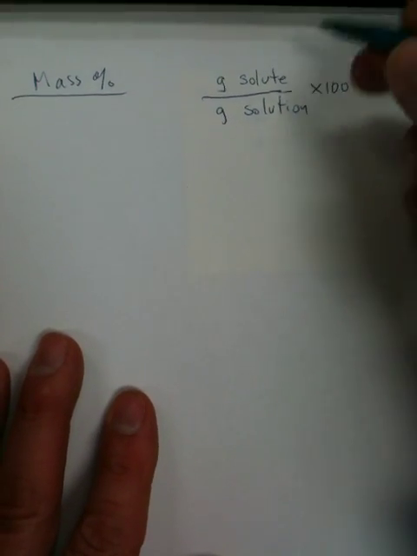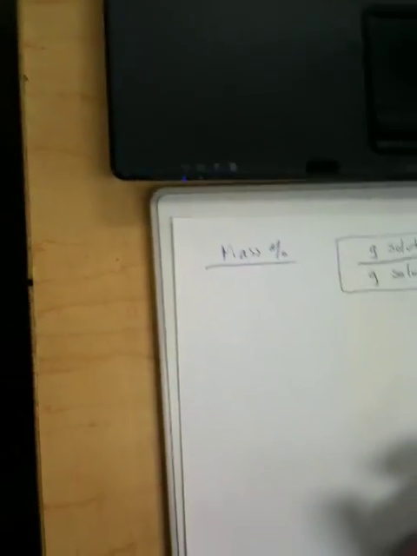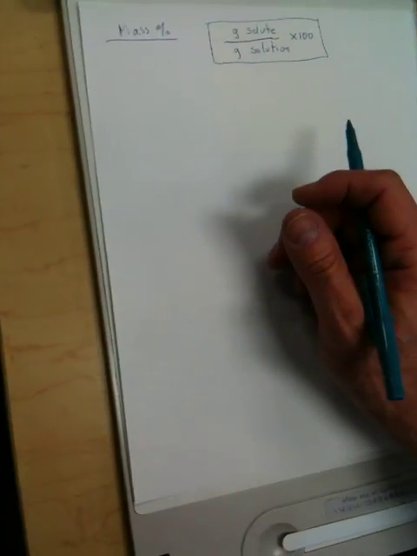Now, when we multiply this by 100, that gives us the percent, right? So this is our mass percent. Take notes or do sentences.